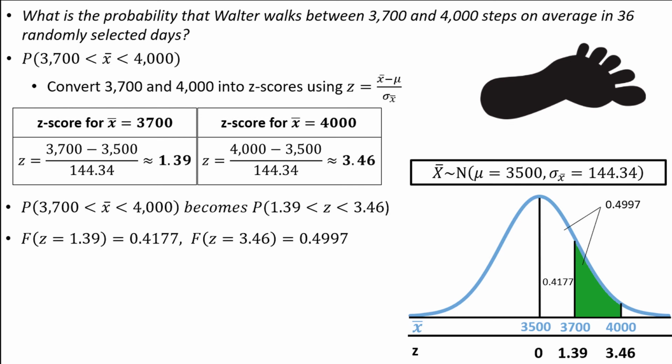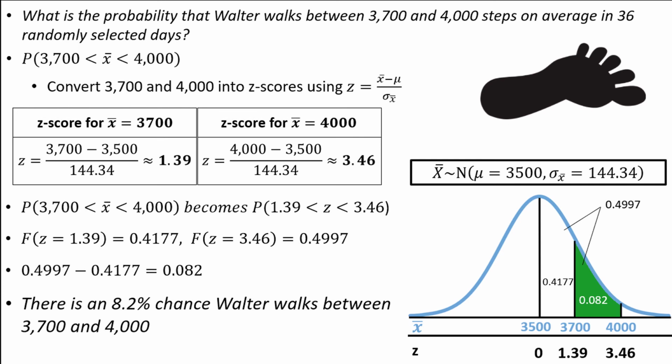0.4997 covers the correct area, but it also covers a portion of the curve that we don't want, specifically the white area, which equals 0.4177. So we take 0.4997 and subtract 0.4177 to get 0.082, or 8.2%. Again, the distribution is not drawn to scale. It's simply there as a guide to help us visualize the probabilities. There is an 8.2% chance that Walter walks between 3,700 and 4,000 steps on average on any random 36 days.